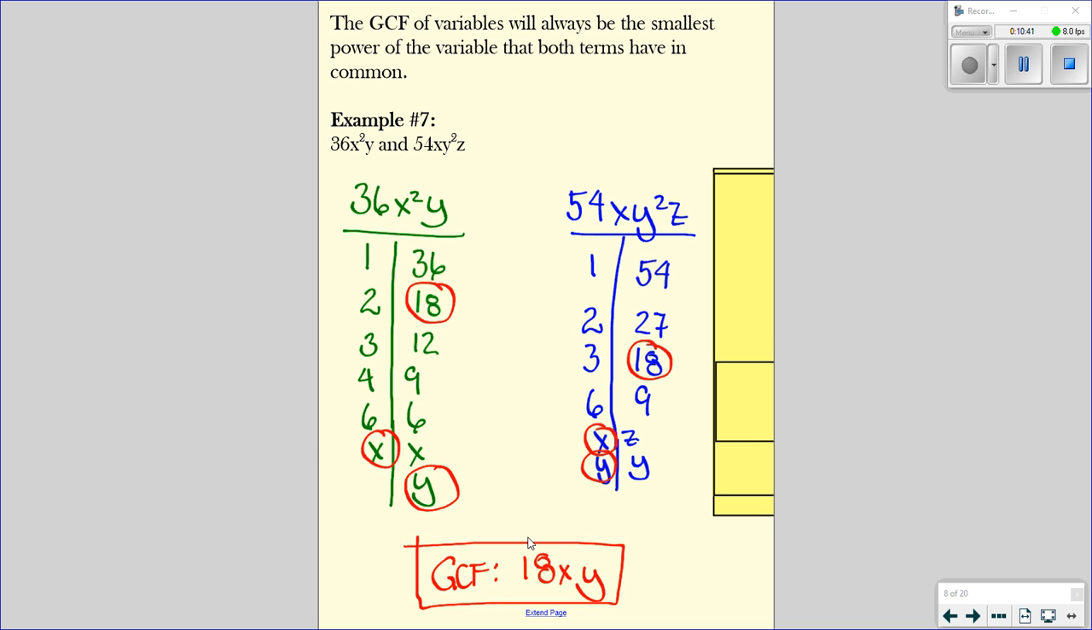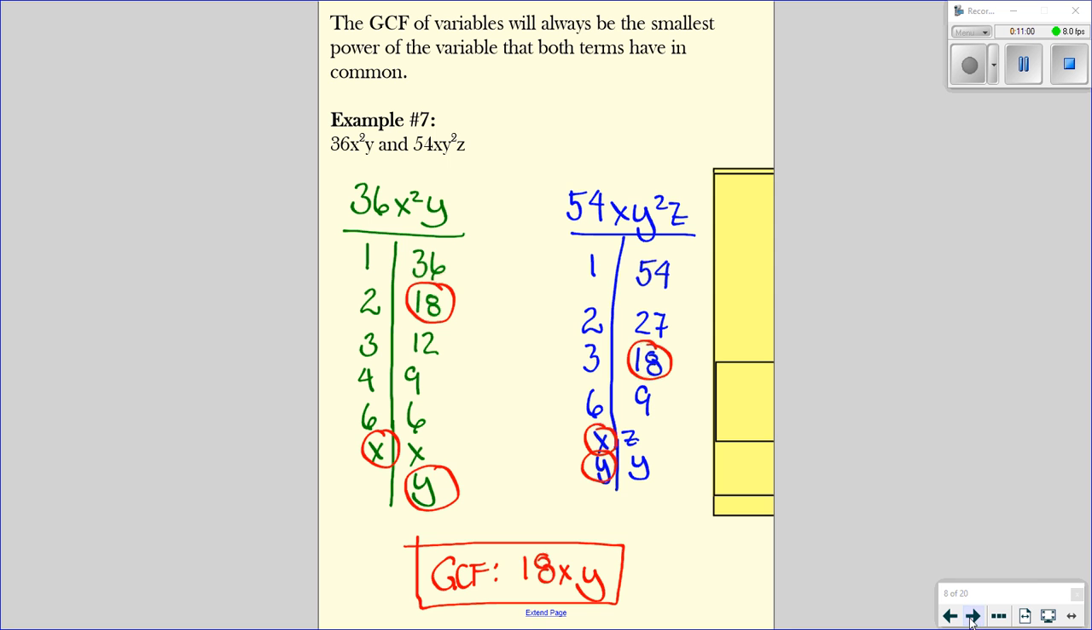So again, when it comes to dealing with variables, look for the one that has the lowest power. That's the one that they're going to have in common. Because think about it, if your friend has 2 x's and you have 1 x, what do you have in common? You have at least 1 x in common, even though your friend has 2.